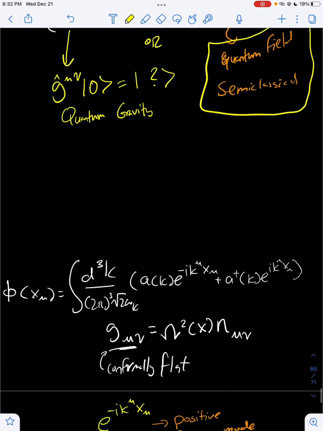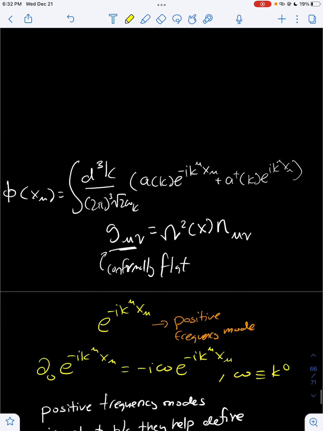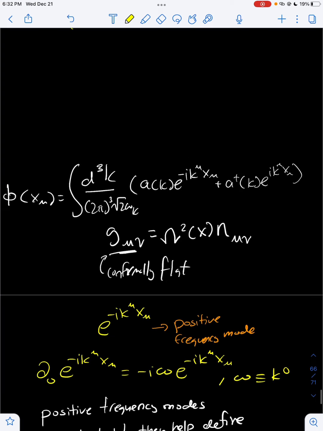So now we can actually look at what's called conformally flat spacetimes. A conformally flat spacetime is defined as a spacetime where the metric tensor, G mu nu, is just a multiple of the Minkowski metric. This is very useful for us since it allows us to write the metric in terms of another metric that we are already familiar with.